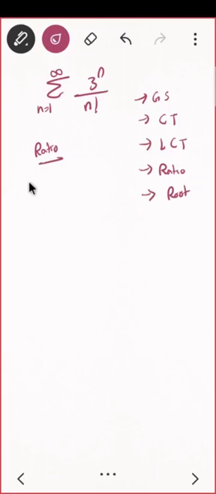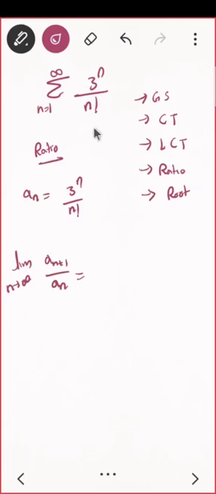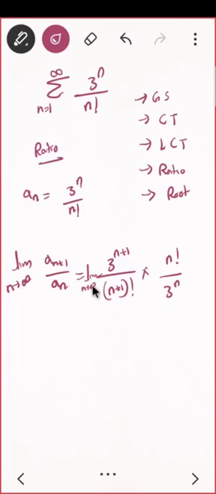What is ratio test? First of all, decide what is a_n. a_n is 3 raised to n upon n factorial. Then you need to find this limit, n tending to infinity, a_(n+1) upon a_n. What is that? a_(n+1) would be 3 raised to n plus 1 upon n plus 1 factorial, multiplied by, here, 3 raised to n into n factorial. Agree? And here it would be limit n tending to infinity. Correct?